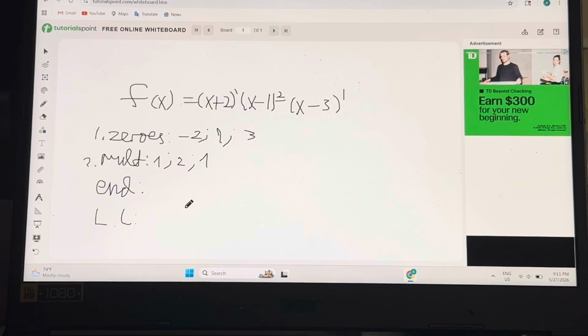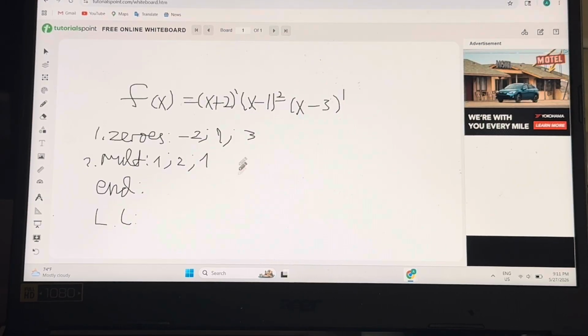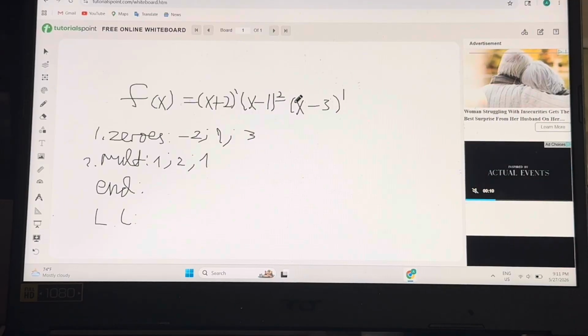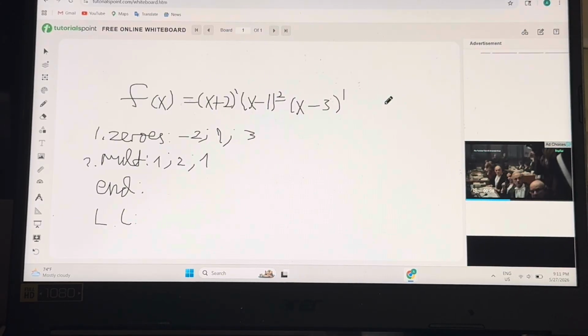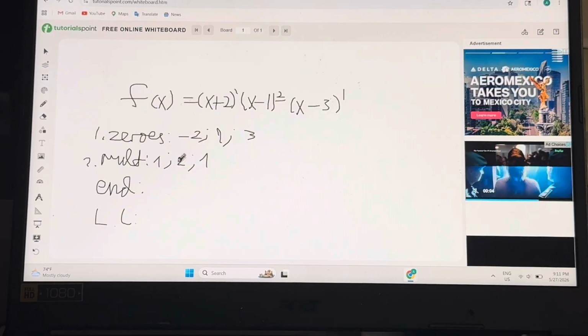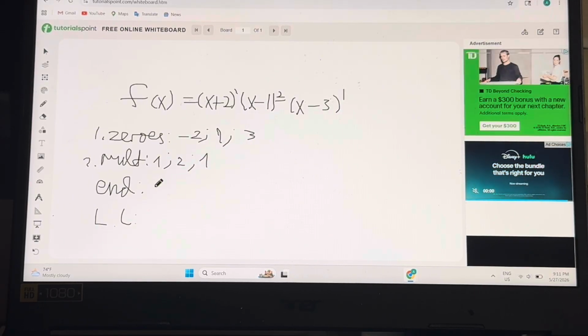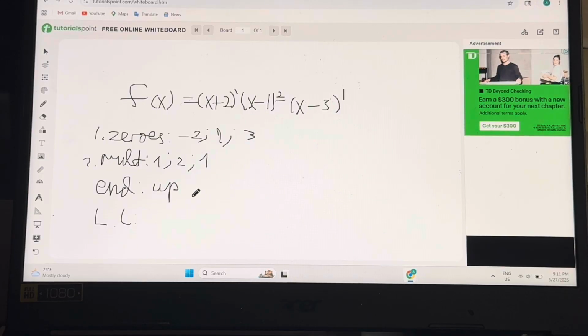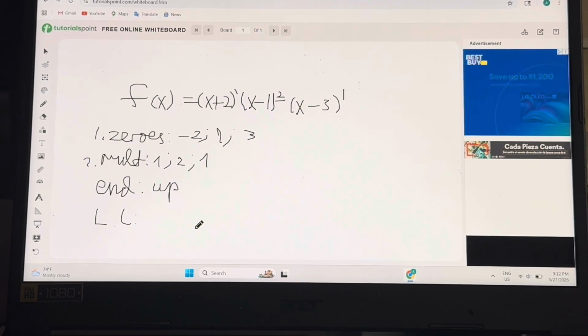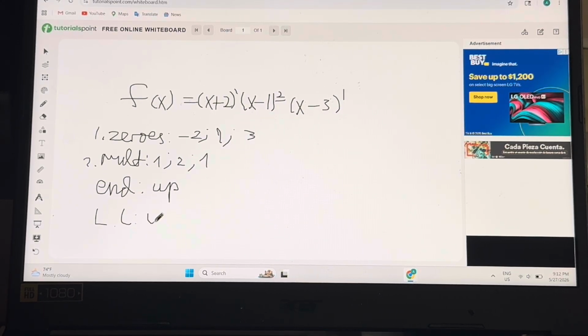Now end behavior, okay? So if we add all of the exponents together, the total degree is 4 because 1 plus 2 is 3, 3 plus 1 is 4. Now the leading coefficient is positive, which is 1. So both ends of the graph go up. The degree is even and the leading coefficient is also positive, so both ends are going to go up.